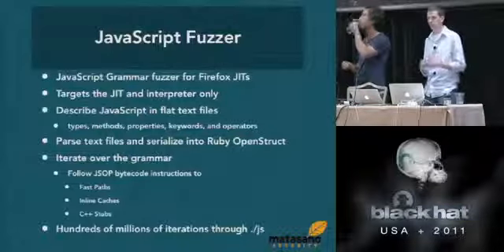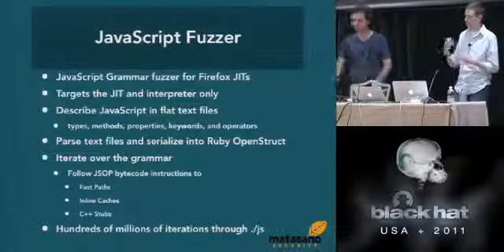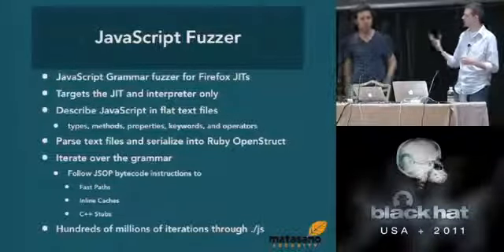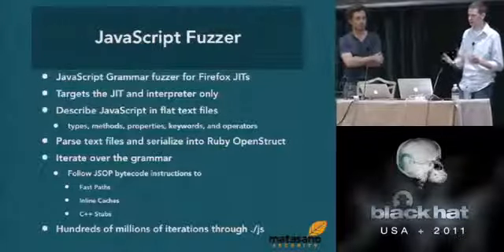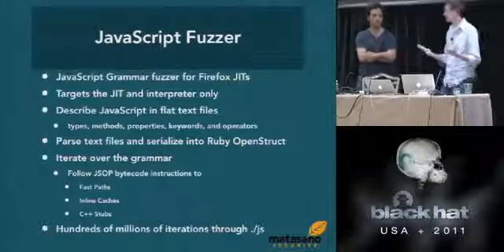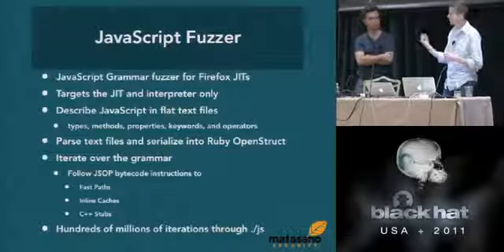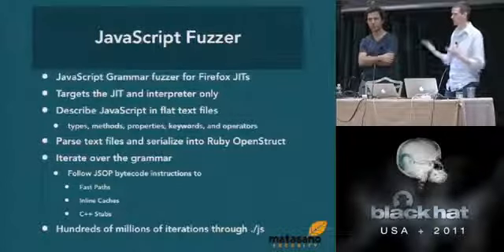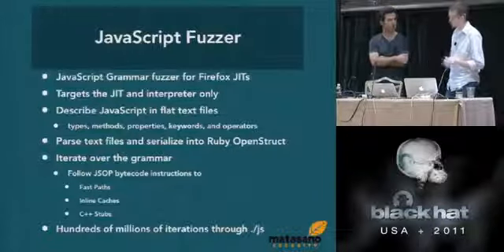What we're mostly interested in is bugs in the JavaScript interpreter itself and the JIT itself. So the way our fuzzer works is we took the Mozilla command line version of SpiderMonkey and fuzzed it that way, so we're able to get a lot more test cases in. We took the ECMAScript spec, defined it in a bunch of text files, pulled them into Ruby, created some OpenStruct objects, and then iterated over them, calling the grammar in various different ways.